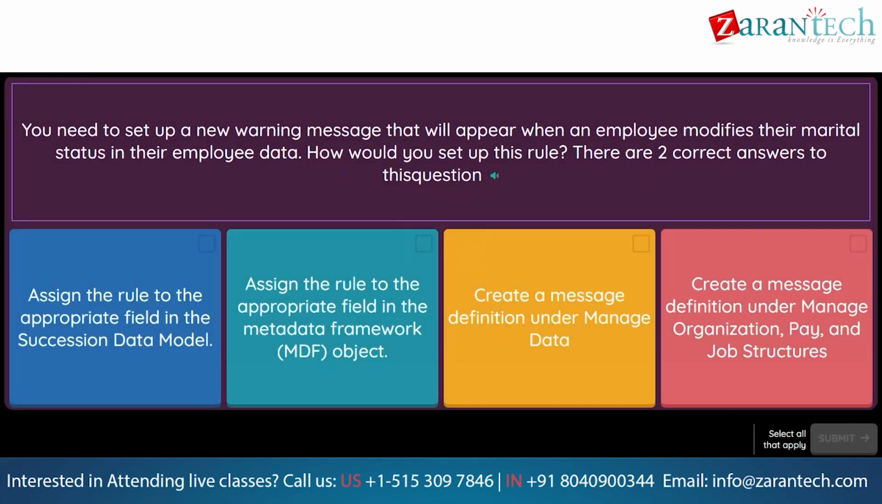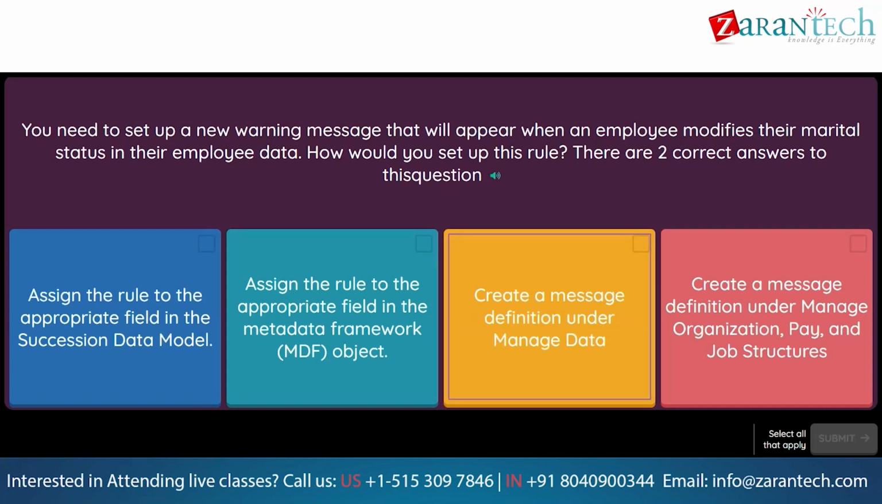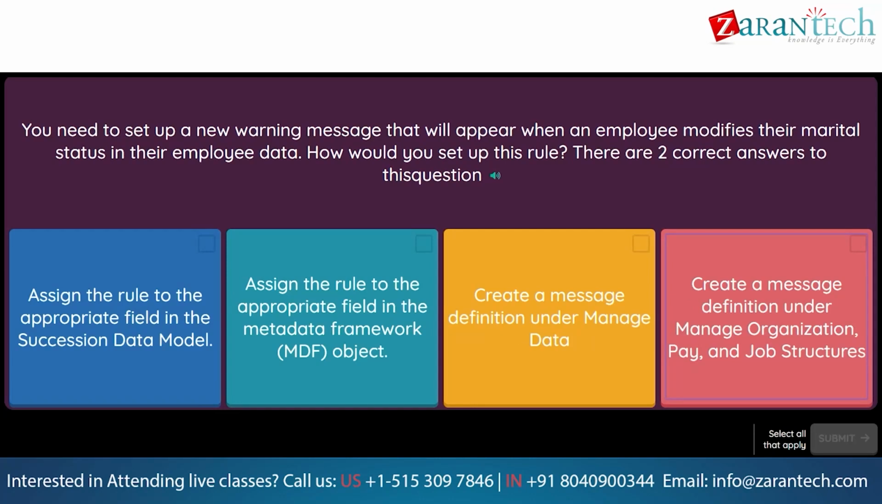Question: you need to set up a new warning message that will appear when an employee modifies their marital status in their employee data. How would you set up this rule? There are 2 correct answers to this question. Option 1, assign the rule to the appropriate field in the succession data model. Option 2, assign the rule to the appropriate field in the metadata framework, MDF, object. Option 3, create a message definition under Manage Data. Option 4, create a message definition under Manage Organization, Pay, and Job Structures.